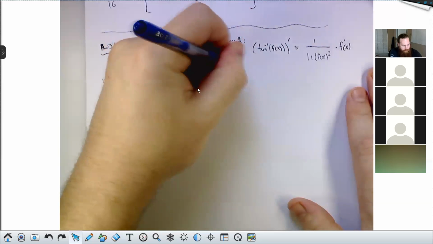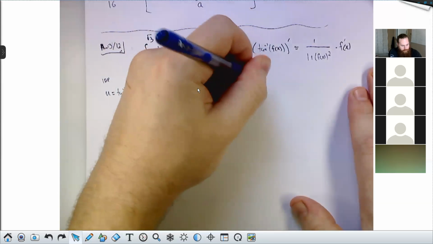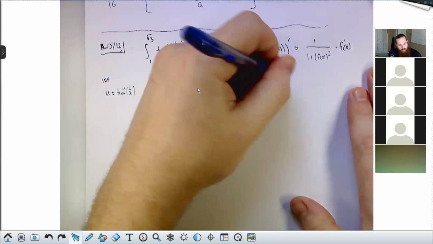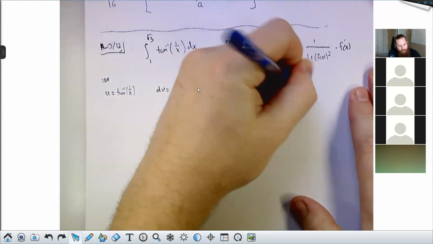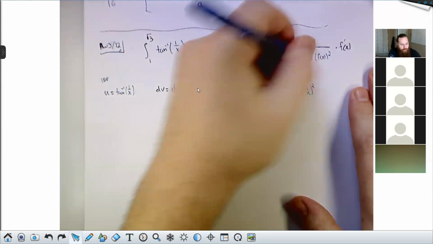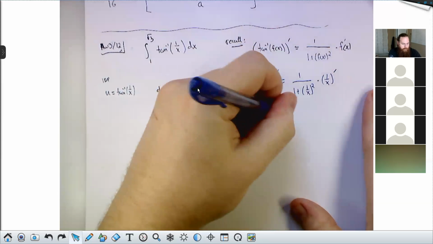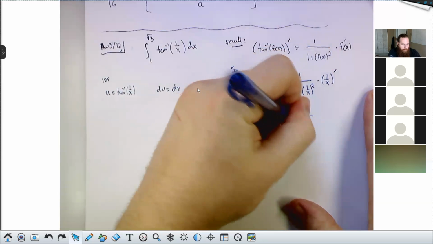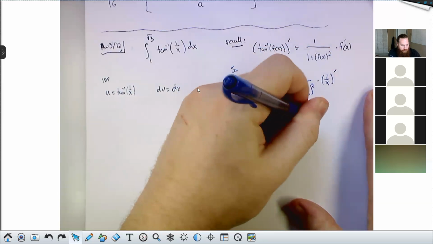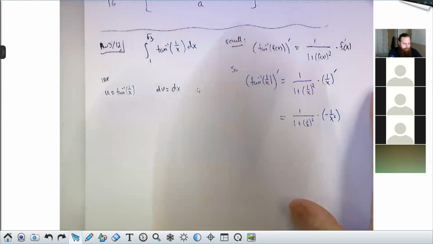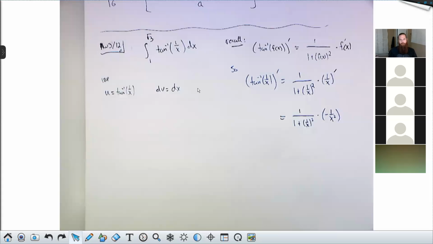So the inverse tangent of 1 over x will differentiate to 1 over 1 plus 1 over x squared times the derivative of 1 over x, which is 1 over 1 plus 1 over x squared times negative 1 over x squared. Because the derivative of 1 over x is negative 1 over x squared.